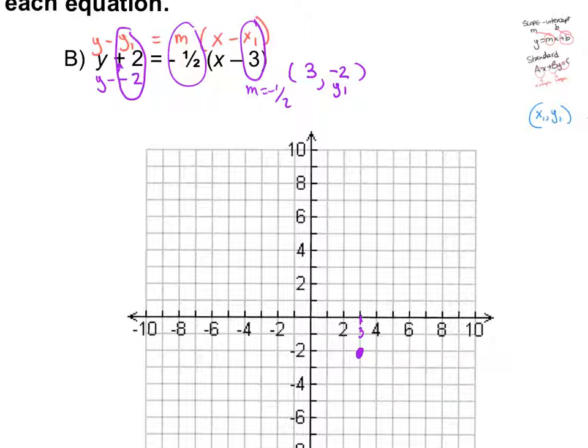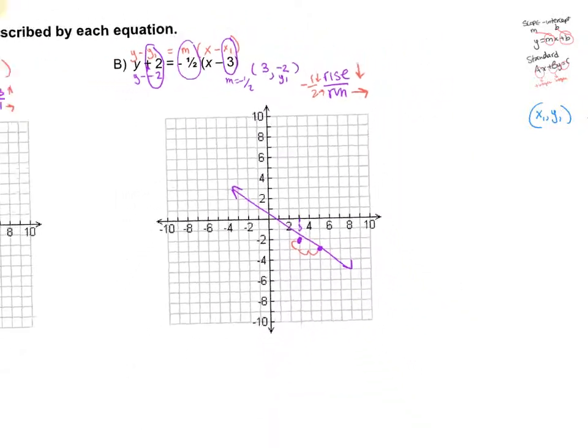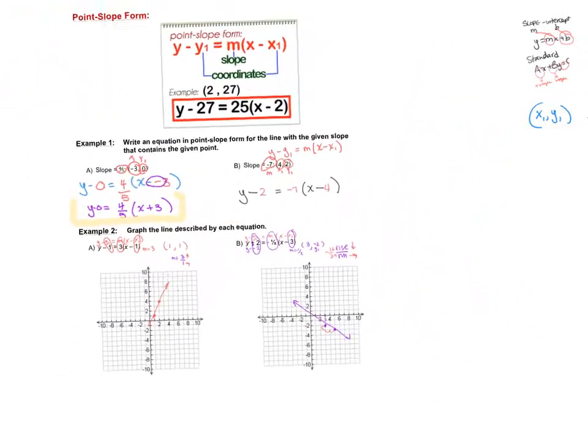Remember that slope is rise over run. So if it's negative, you're falling. And then you always run to the right. So you're going to go down 1, to the right 2, because it's negative 1/2. That means you go down 1 to the right 2, down 1 to the right 2. Connect your dots. There's your line. Okay, let's look at the next group.